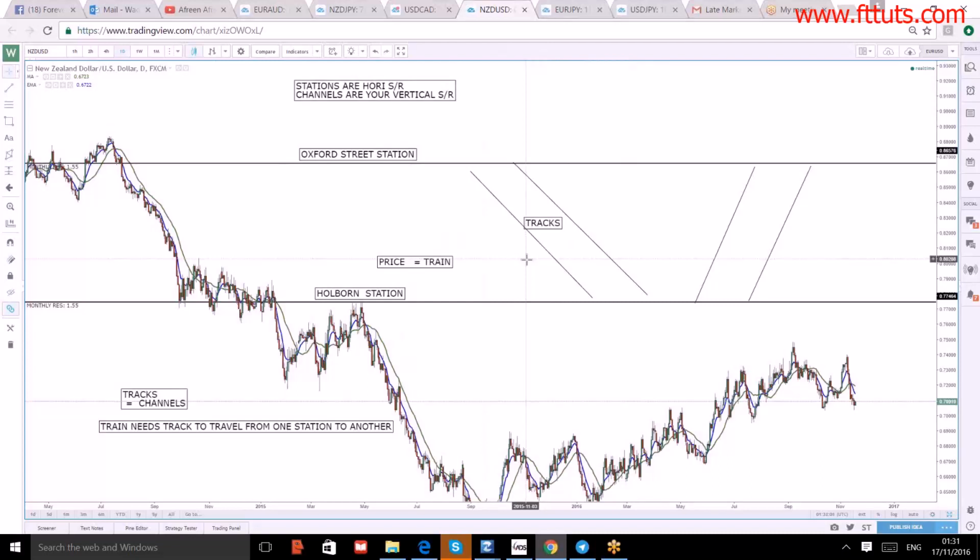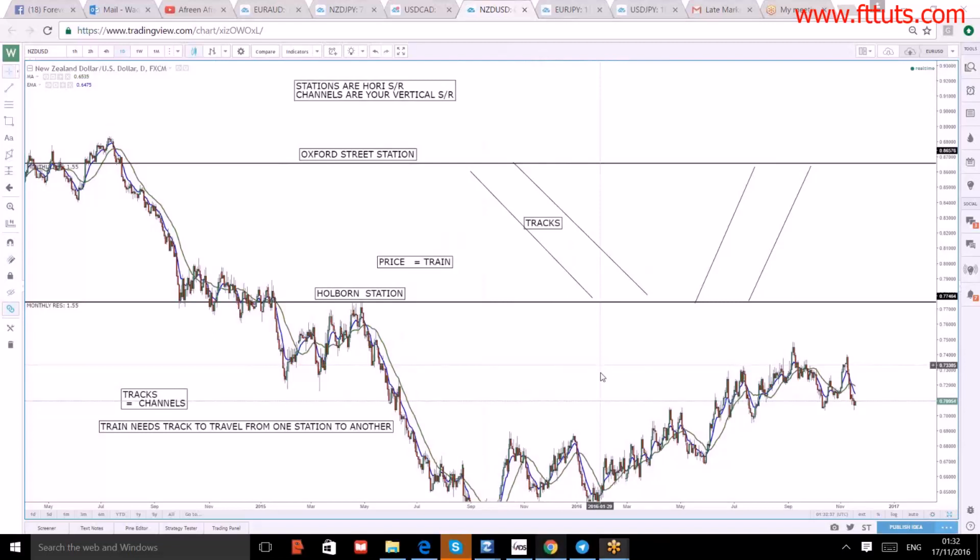A lot of people ask me this question: is horizontal support and resistance stronger, or the vertical one? I'm going to establish this here by the philosophy and analogy of these tracks and trains. Now, guys, for the train traveling between the stations, the journey destination, right, and the tracks cannot be classified as your journey destinations. Agreed? Your journey destinations are your stations, which are your horizontal support and resistance levels.